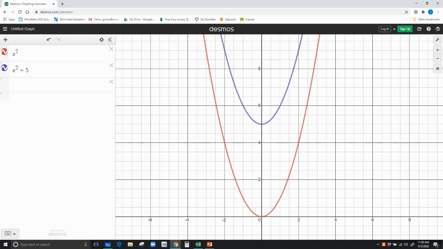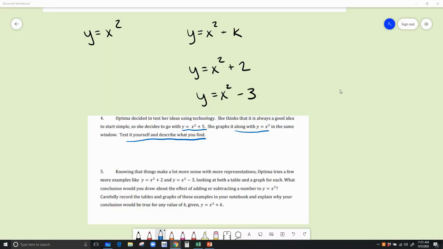All right, so here's the next question. Knowing that things make a lot more sense with more representation, so we saw what happened by adding 5, Optima tries a few more examples like x squared plus 2 and x squared minus 3, looking at both the table and the graph for each. I think the graph is enough. What conclusion would you draw about the effect of either adding or subtracting a number to the original parent function? So we're going to practice adding numbers or subtracting numbers.